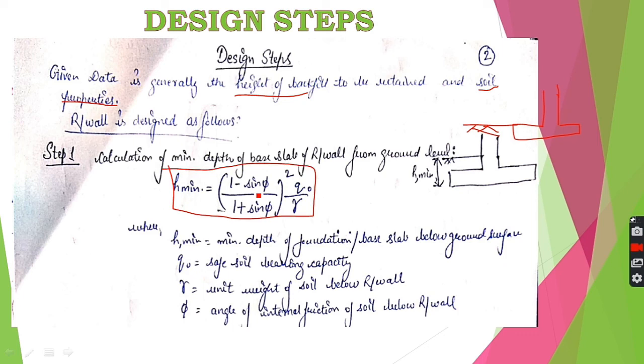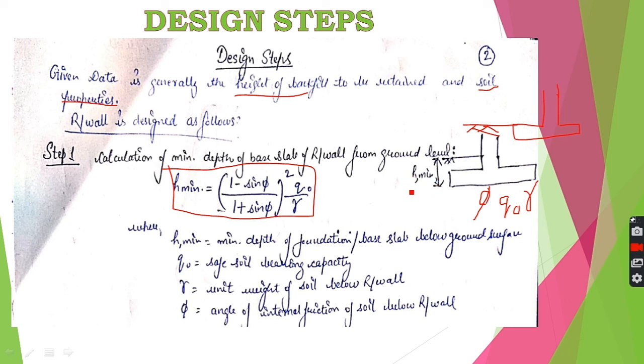H minimum is ((1 - sin phi) / (1 + sin phi))^2 into q0 / gamma, where phi is the angle of friction or angle of repose of this soil, q0 is the bearing capacity of this soil, and gamma is the density of this soil. So if you know all this, you can calculate the h minimum, that is the minimum depth of foundation or minimum depth of base slab which is required.